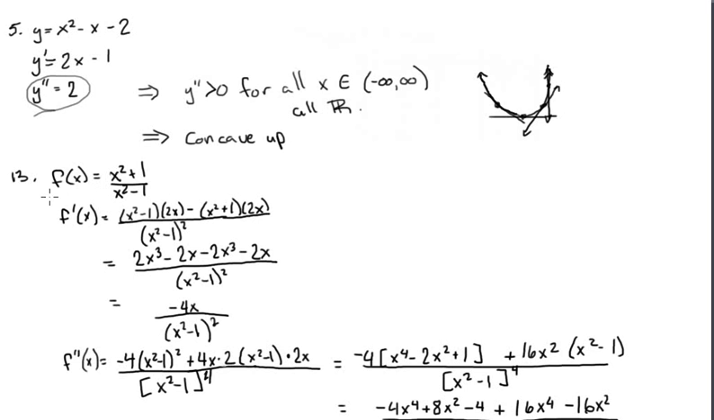So how about number 13? I don't know what the function looks like in number 13. I know that there's going to be a vertical asymptote in number 13. We have our definition here, x squared plus 1 over x squared minus 1. x squared minus 1 can be factored into x plus 1 times x minus 1, so we know that there are going to be two vertical asymptotes, right?